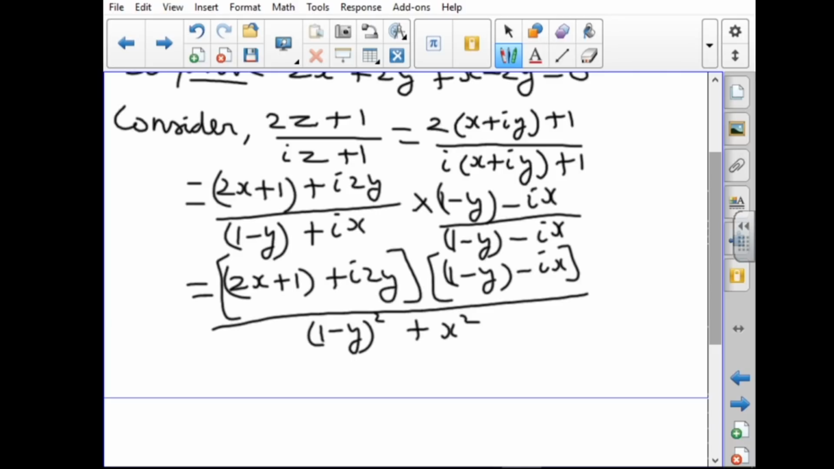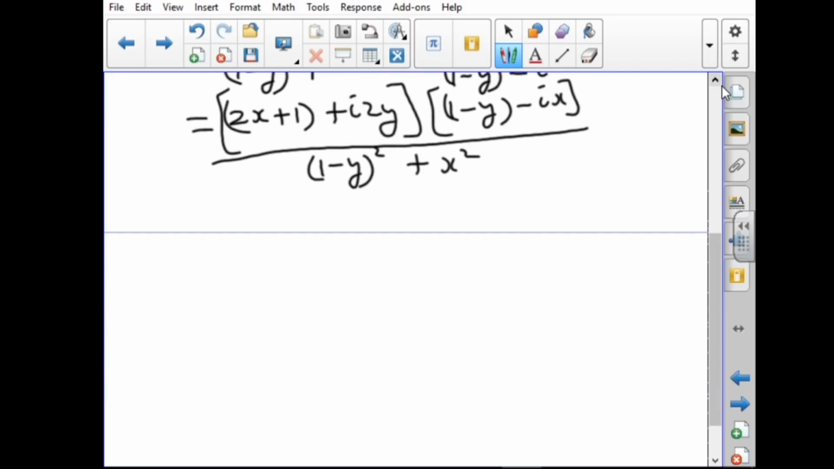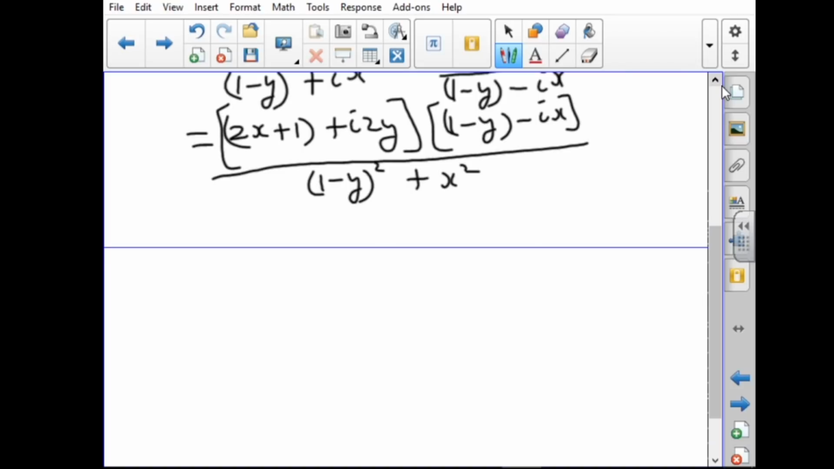Now it is given that the imaginary part of that is equal to 0. So we will take the imaginary part. We know the multiplication of two complex numbers: to get the imaginary part, we multiply the real part with the imaginary part, and then the imaginary part with the real part.